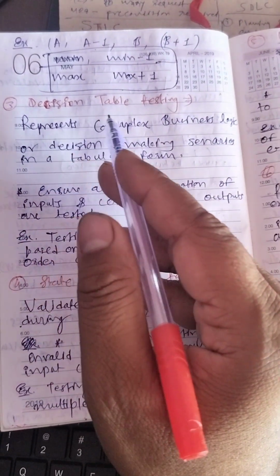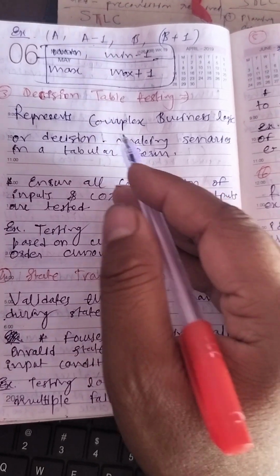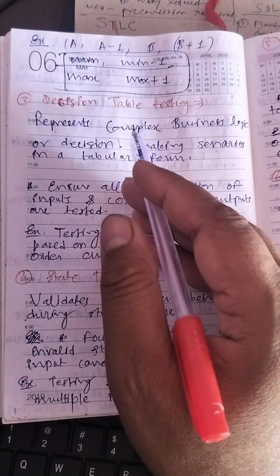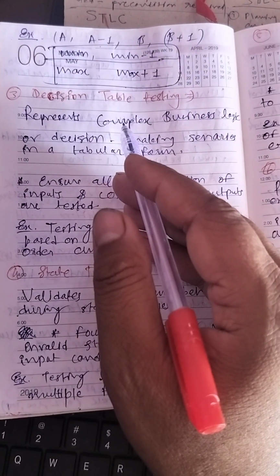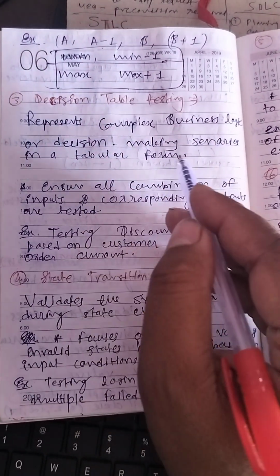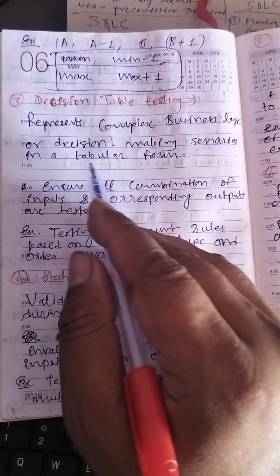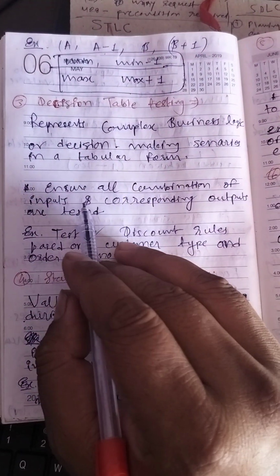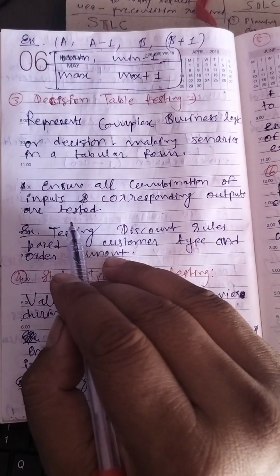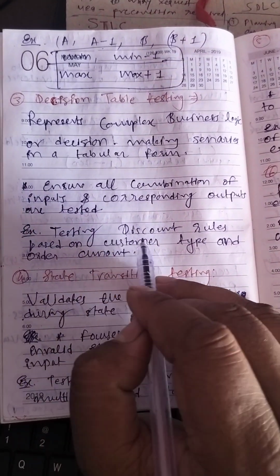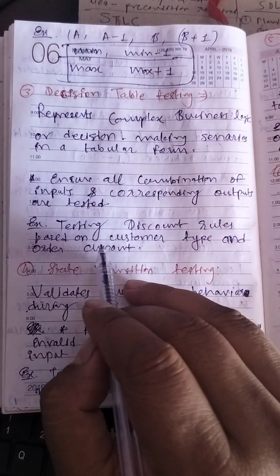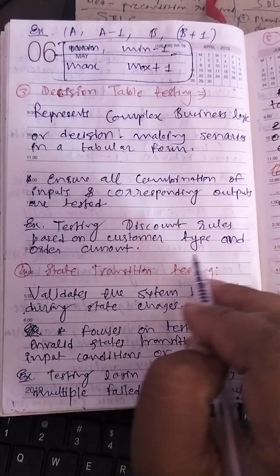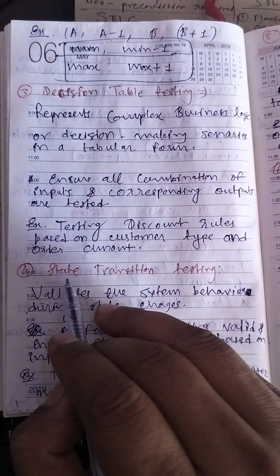Then third, decision table testing. In this testing we need to represent complex business logic or decision-making scenarios in tabular form, ensuring all the combinations of inputs and corresponding outputs are tested. For example, testing discount rules based on customer types and order amounts.